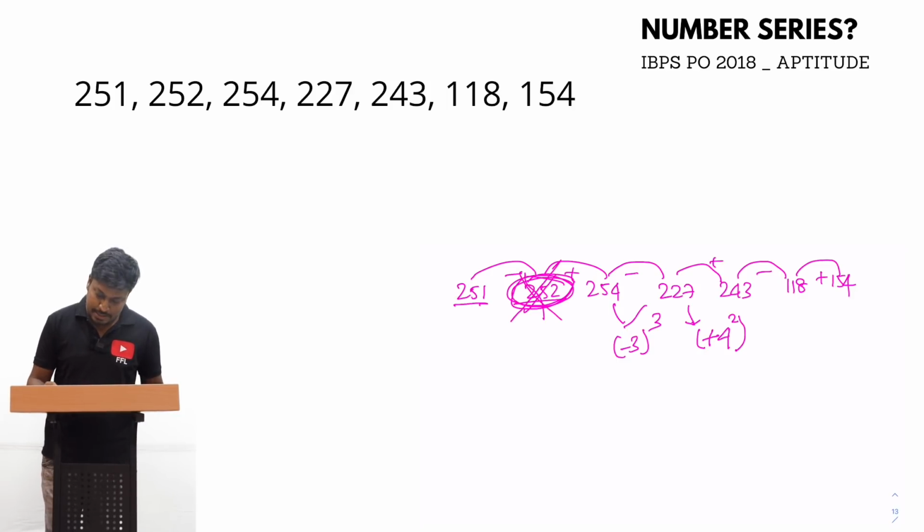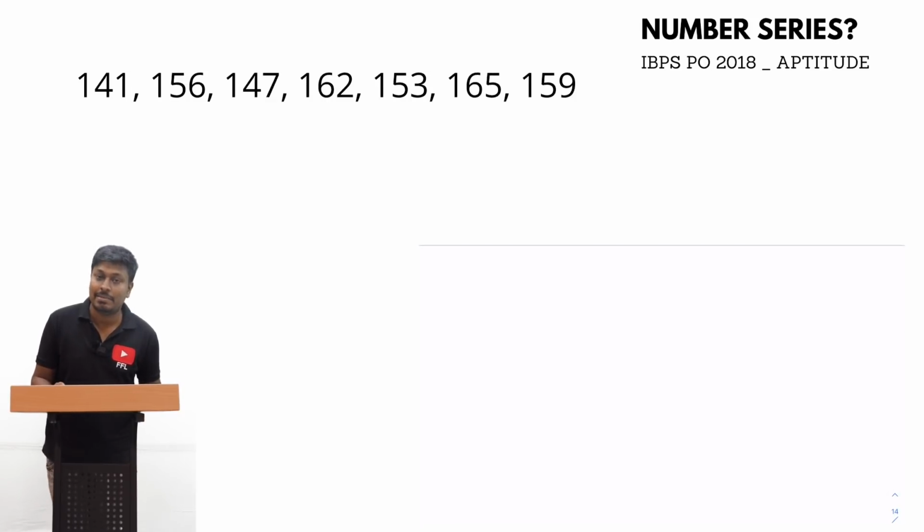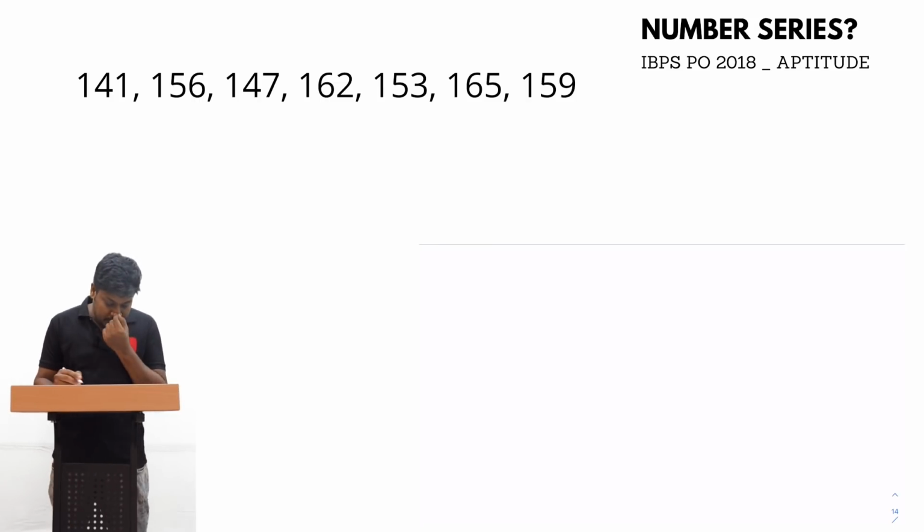I don't know what the logic behind this is, but if you can find the logic, kindly post the answer in the comment section. But I think they are going in a logic like minus 1 cube, then 2 square, then minus 3 cube, then 4 square. So alternate numbers are subtraction of cube values, and the other alternate numbers are addition of square values. I think this is the pattern, but I don't know exactly. But if you got the answer, kindly comment in the comment section. Got it? So next question.